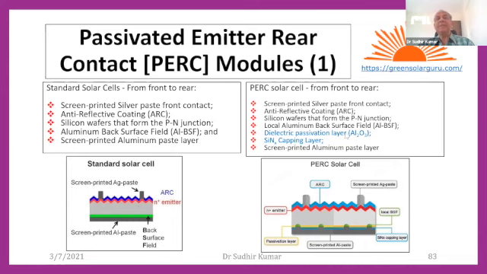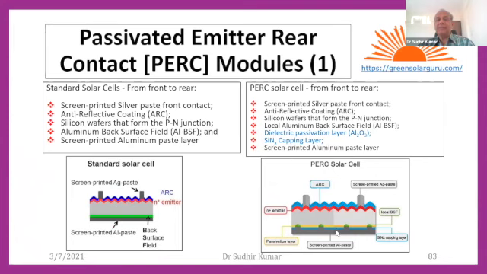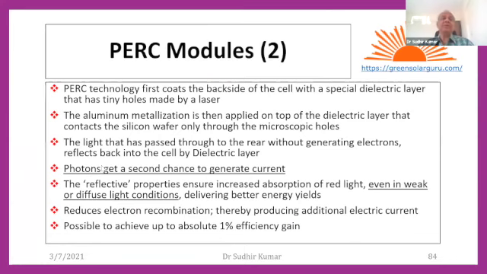But in the PERC module, what happens? There is one reflecting matter here, a dielectric passivated layer is given here. And due to this reflecting passivation layer, the light that has passed through the rear without generating electrons reflects back into the PV cell by the dielectric layer. Means light which was passing through goes back. Again, it is absorbed. So photons get a second chance to be absorbed. This is the advantage in the PERC module, getting a second chance.